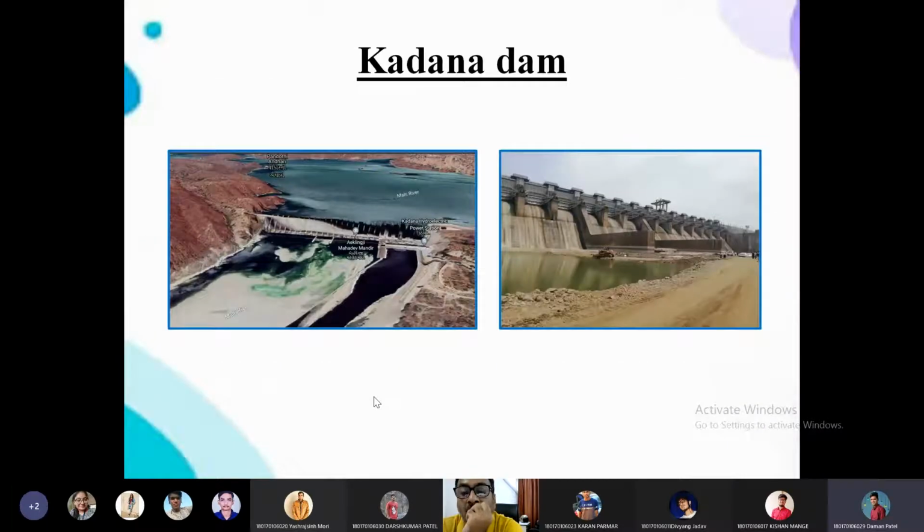There are some photos of dams. This is Kadana Dam. I took it from Google Earth. This is a 3D view. This is the upstream of the dam, and there is the dam, and this is the downstream of the dam.